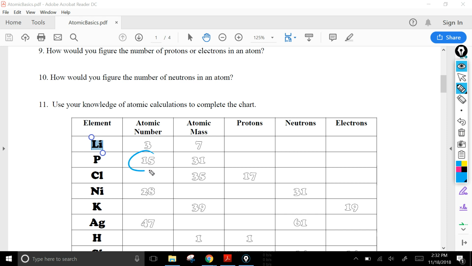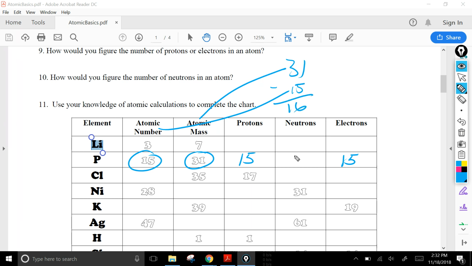Phosphorus, it tells us, is atomic number 15, has a mass of 31. How many protons? 15. How many electrons? 15. Same as protons. How many neutrons? 31. Our mass minus our atomic number, 15, is 16. So 16 neutrons. I'm going to do one more.